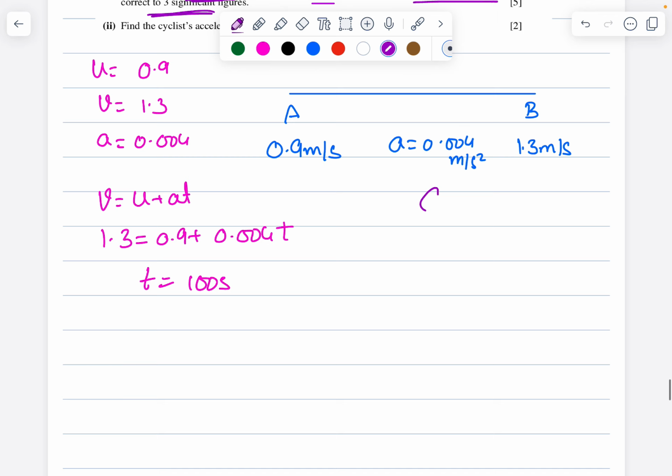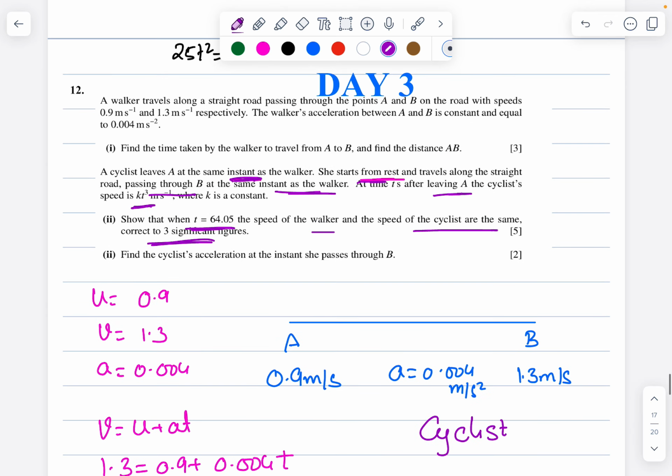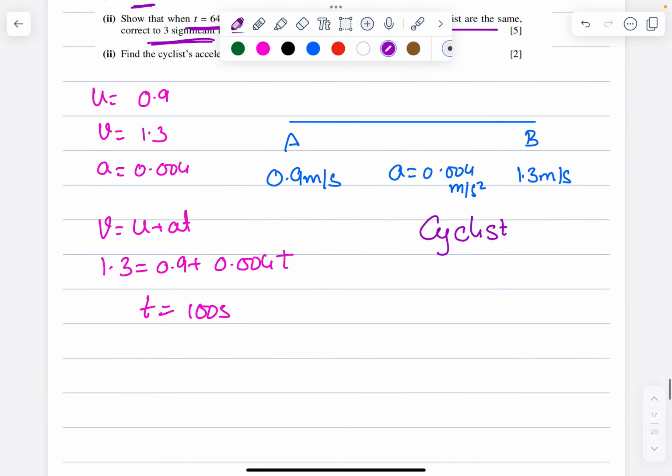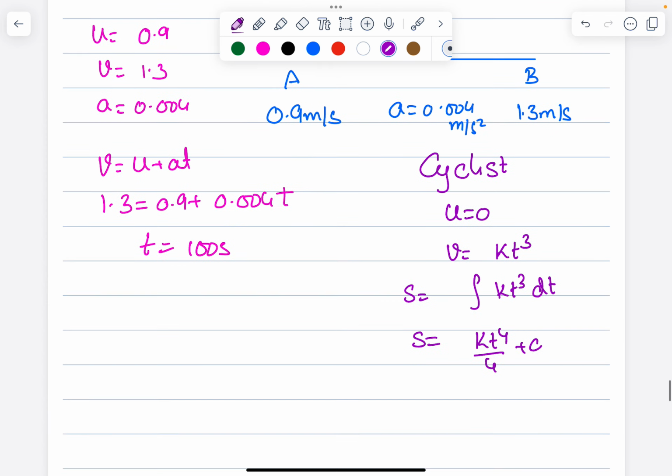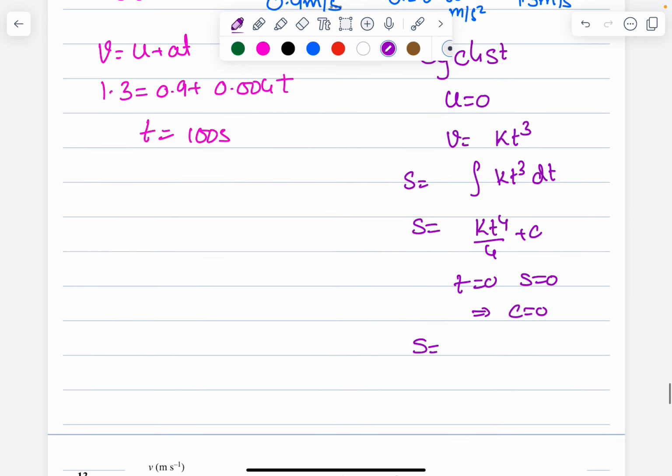Now for the cyclist. She is starting from rest, so initial velocity is going to be 0. And velocity is in the form of kt cubed. So if I want to find the distance, distance equals the integration of kt cubed dt. So distance equals kt to the power of 4 upon 4 plus c. But we know that when t equals 0, s equals 0, this gives me c equals 0. So the distance is kt to the power of 4 upon 4.